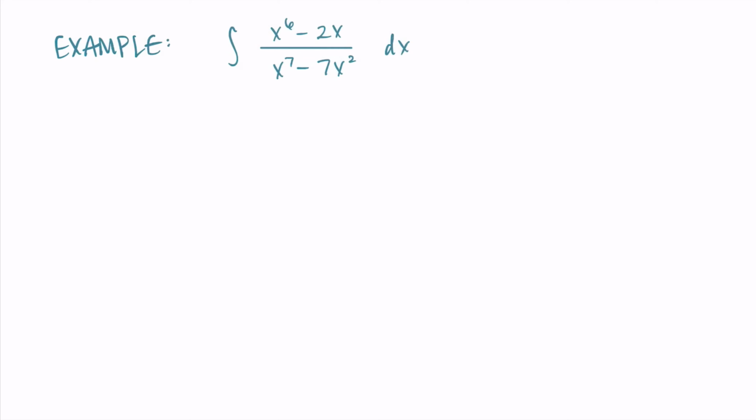Okay, so I'm seeing that we have something to the 7th power and something to the 6th power. So I'm thinking that denominator is going to need to be our u, because when we take its derivative, we're going to get the x to the 6th power that we need. So I'm going to let u be x to the 7th minus 7x squared, and then see what the derivative is.